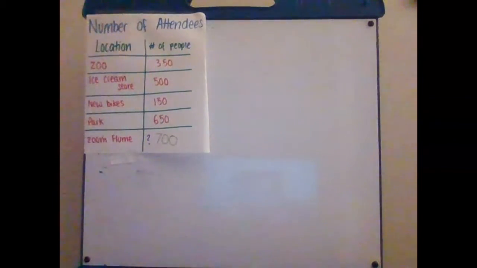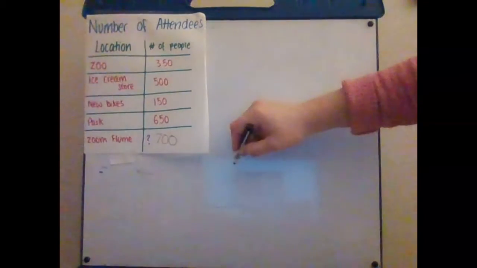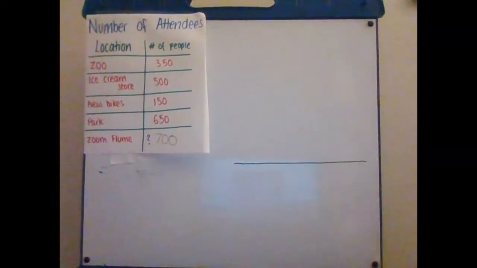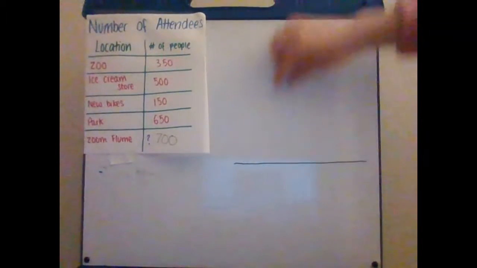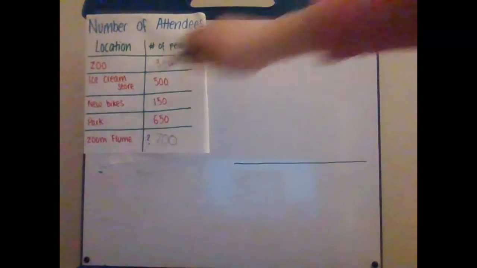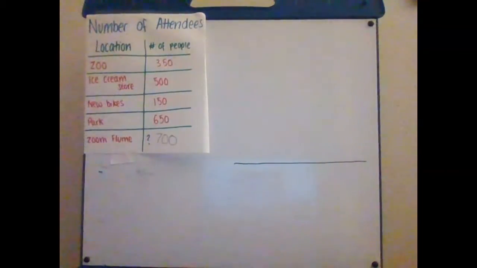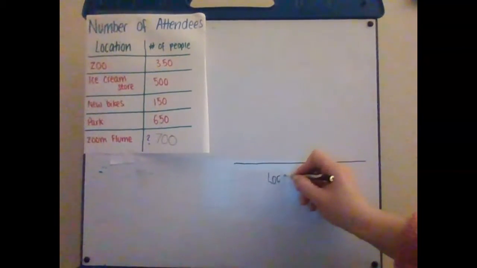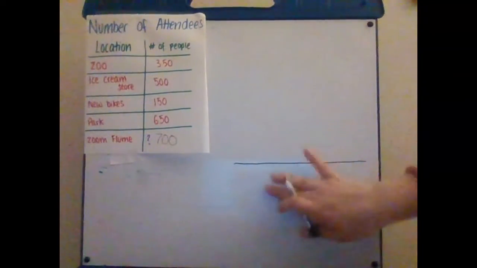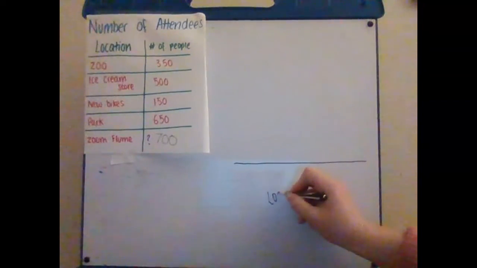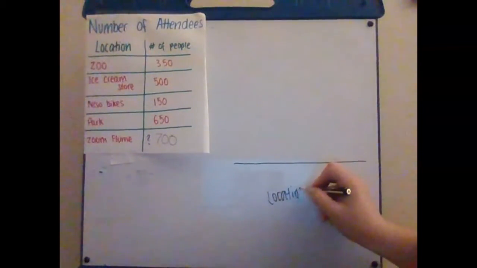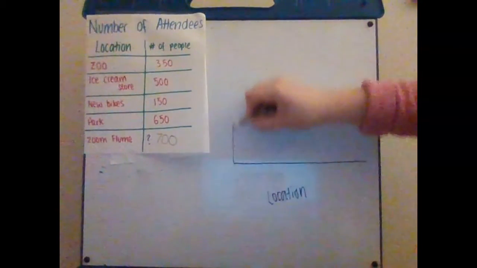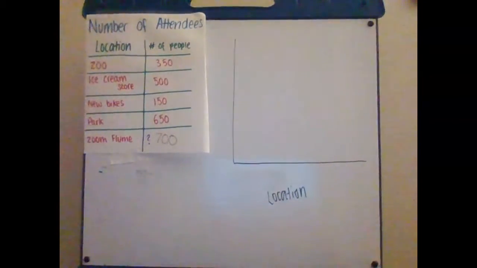Okay, so I need to think of the names on the bottom part. If we're making a bar chart, that means it needs to have bars of information. I'm going to need to put the location along the bottom here. I'm going to move it down so I can actually put the names on there. Location. Okay, and up the side, I'm going to put the number of attendees.